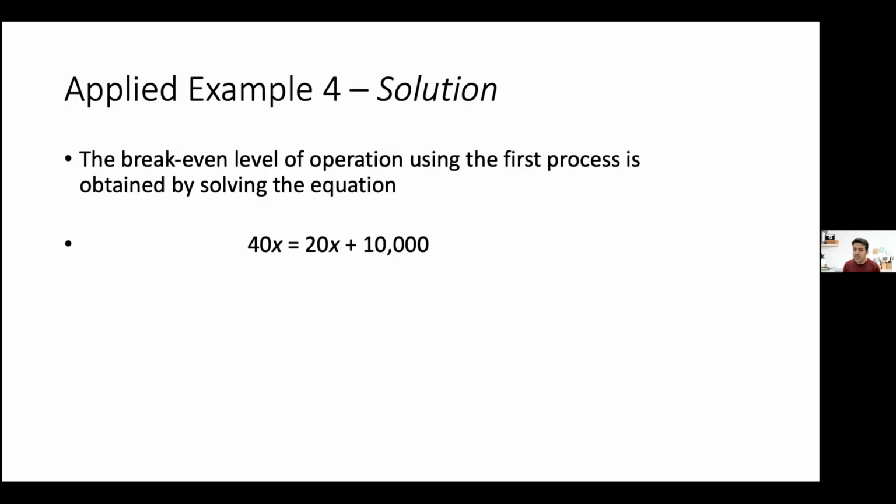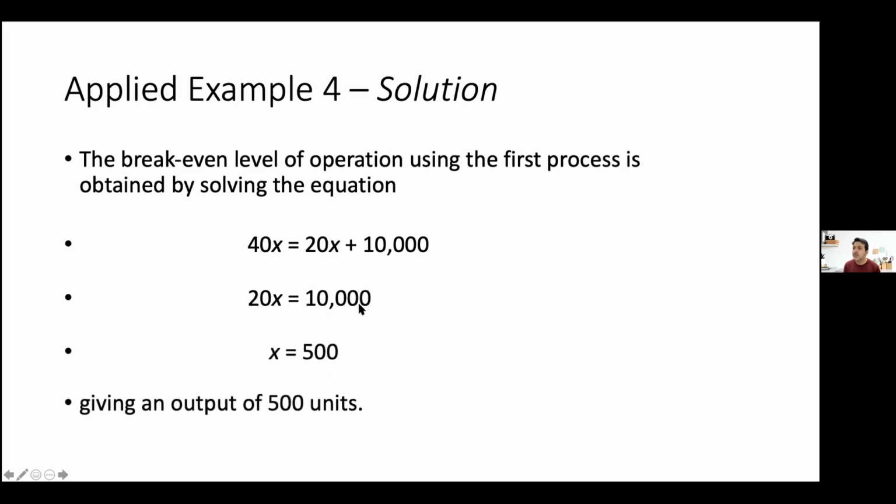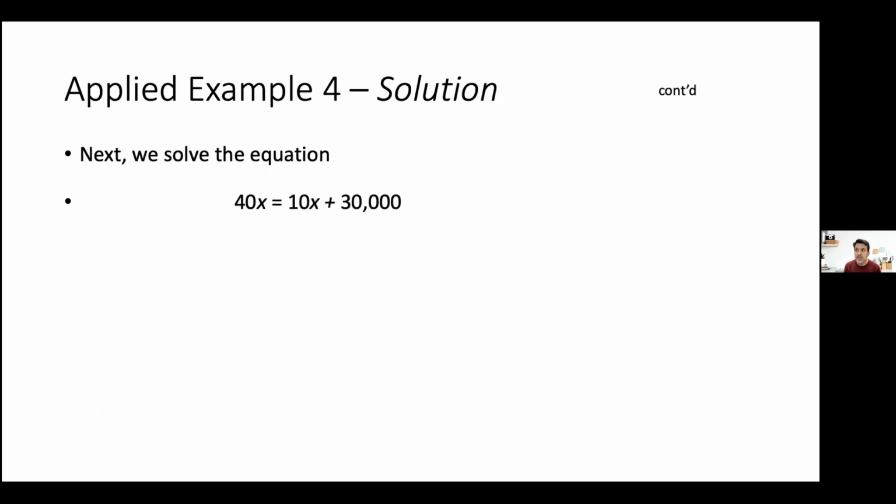So there you go. Like I said, 40x equal to 20x plus 10,000. If you just put this one to the other side, it becomes minus. So 40 minus 20, 20x equal to 10,000. And then doing the math, it's going to be 500. So 500 units. If you produce more than 500 units, you gain profit. That's for option 1.